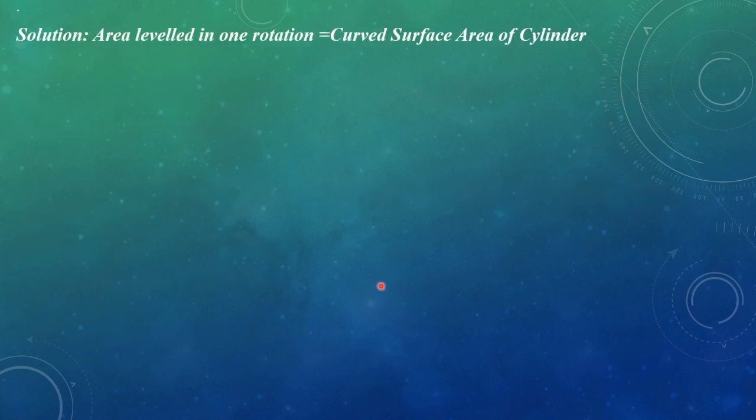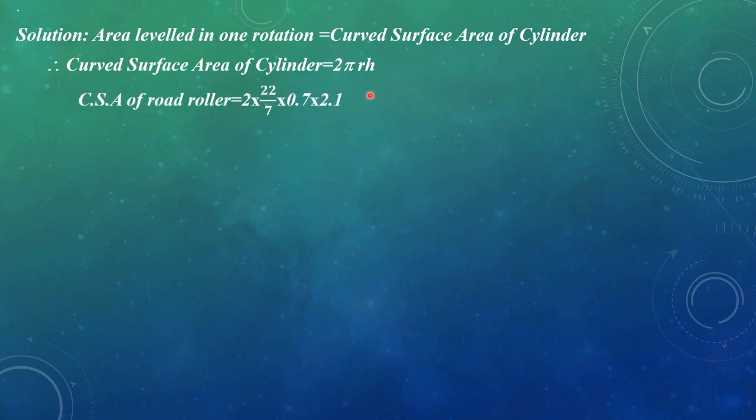So solution, area leveled in one rotation is equal to curved surface area of cylinder. Therefore area of the cylinder is equal to 2 pi RH. Substituting the values, we get curved surface area of road roller is equal to 2 multiplied by 22 by 7 multiplied by 0.7 multiplied by 2.1.